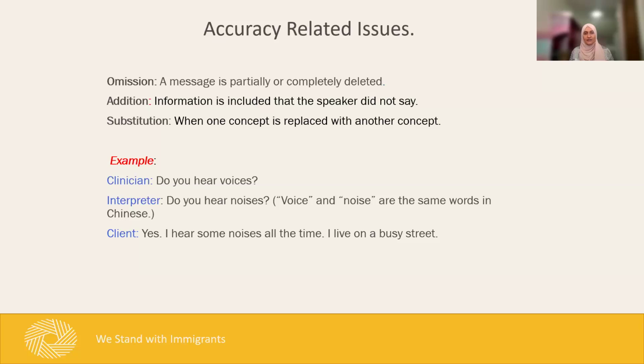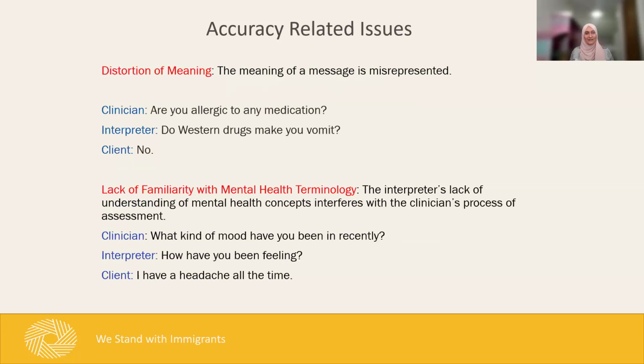And if you hear your client answering your question with something not related to the question, there might be an accuracy related issue. Probably it's due to a lack of equivalency, or the interpreter did not check for more explanation if they are not trained. Distortion of meaning: the meaning of the message is misrepresented. Here is another example. Are you allergic to any medication? It was interpreted as, do Western drugs make you vomit? So the client said no.